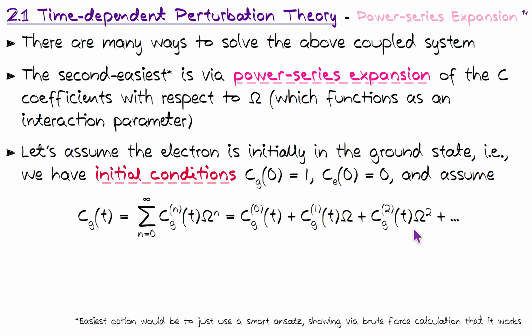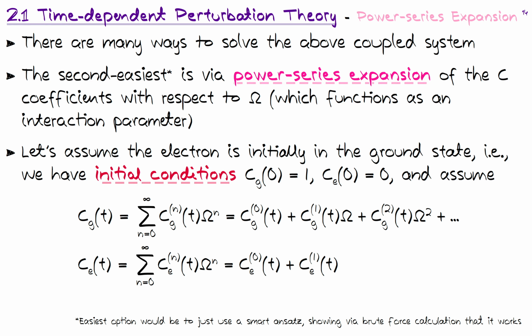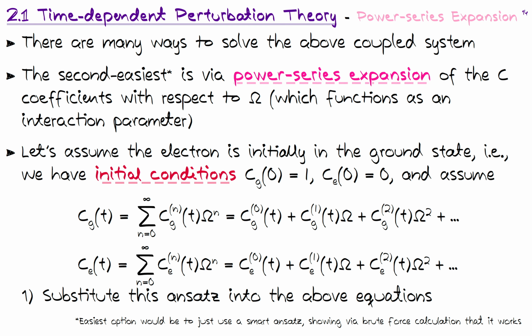So this is our assumption, that the perturbation is weak enough that we can describe everything like this. And then we can write the same thing for the CE terms, and exactly the same kind of terms arise. And this is our approach that we use to solve things. And now we can iteratively solve the system by substituting this kind of ansatz little by little into the above equations and solving each in terms of increasing order with respect to the Rabi frequency.